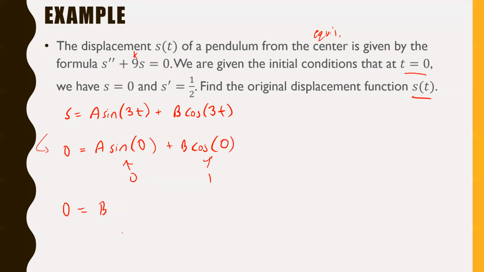We just found B is equal to 0. So guess what? If we just figured out that B is equal to 0, we can say that S isn't even this whole big chunky thing. We just know S is A sine 3t, because B is 0, it knocks out the rest of that.